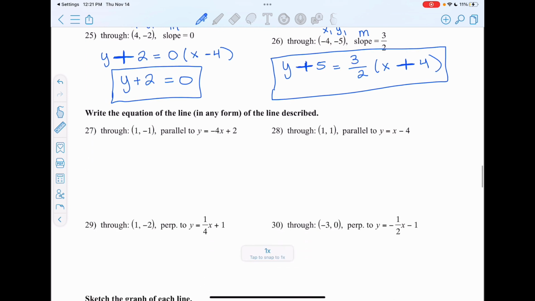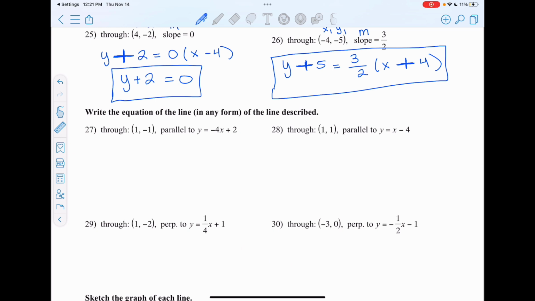In the next section, it says write the equation of the line in any form of the line described. Remember, parallel lines have the same slope, and perpendicular lines have opposite reciprocal slopes.